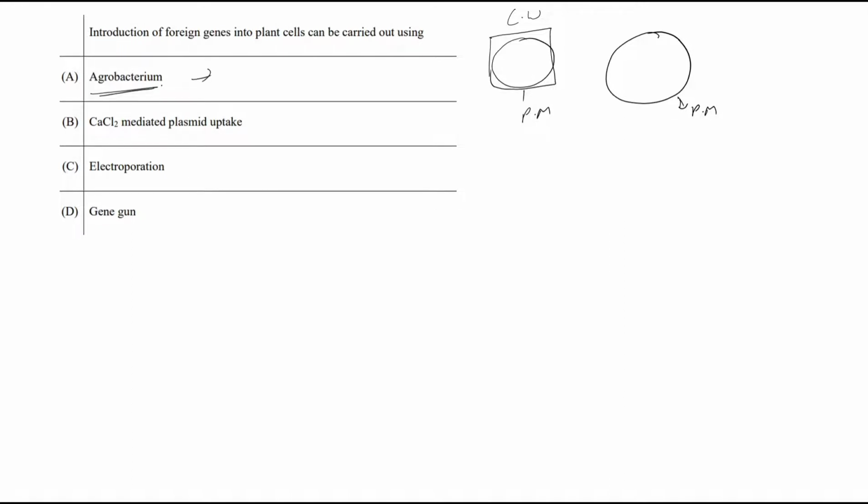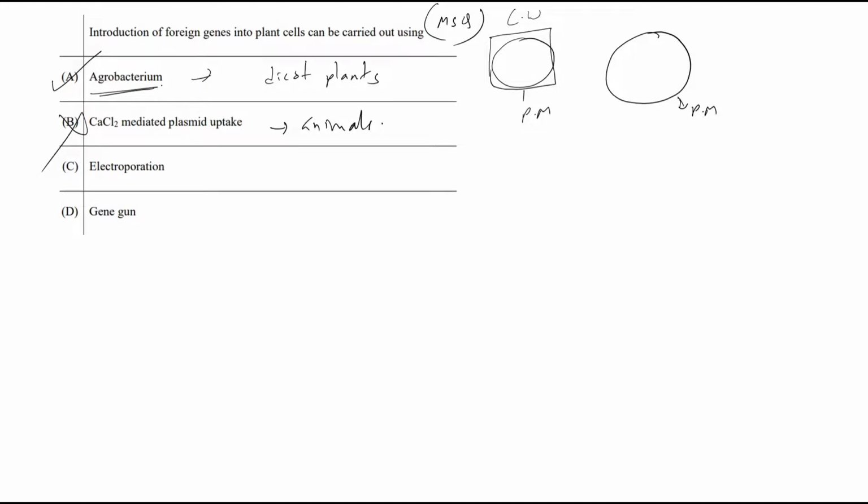We know it is used for introduction of foreign genes in dicot plants. It is very obvious, and this question is of MSQ type. So the first one is correct. Second, CaCl2 mediated plasmid uptake. This method is used for animal cells, right? So this is not correct.